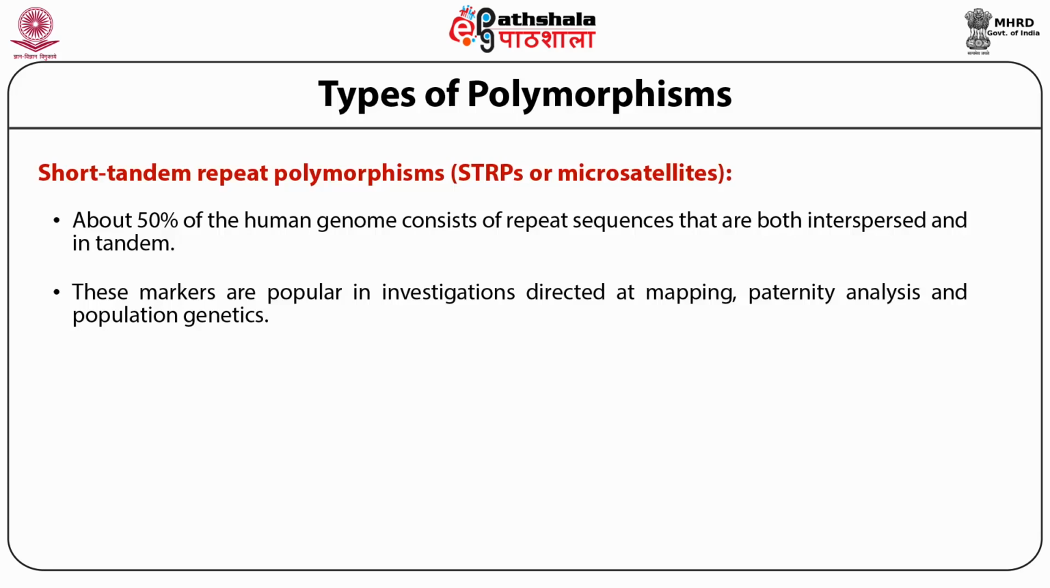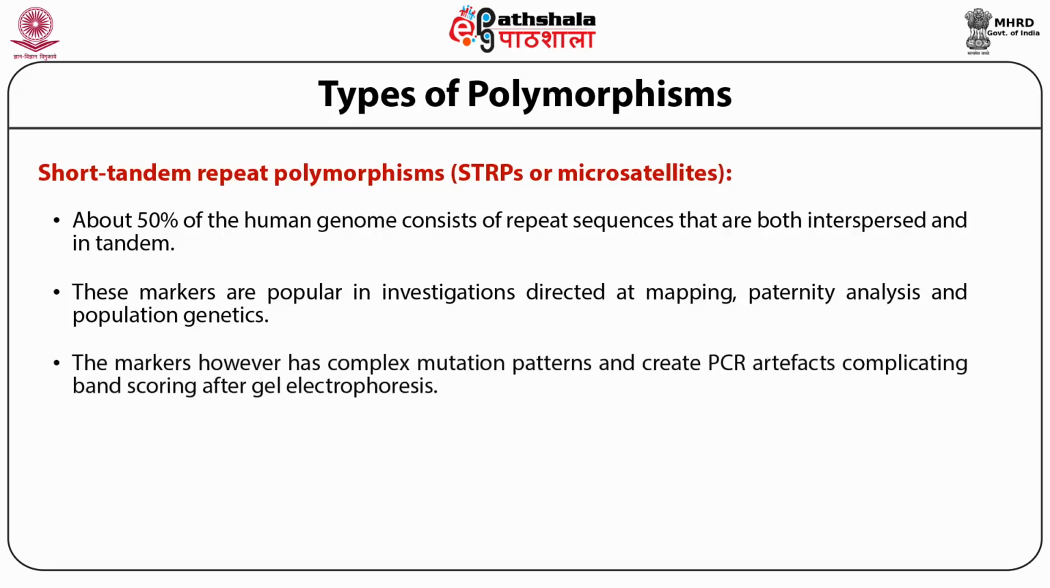Microsatellites are formed by replication slippage, in which the DNA polymerase responsible for replication of DNA slips and repeats the replication of previous sequences. The markers, however, have complex mutation patterns and create PCR artifacts, complicating band scoring after gel electrophoresis. While SNPs are molecular events that have remained stable over evolutionary time, tandem repeats are relatively recent, as reported by Strachan and Read 2003.